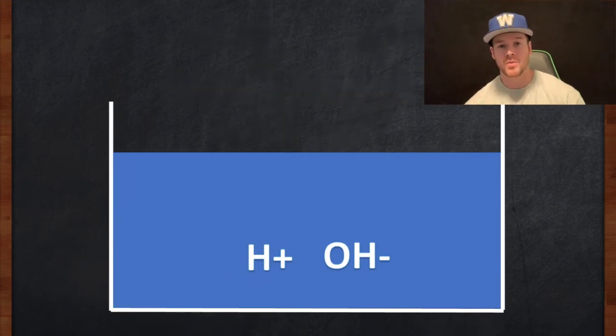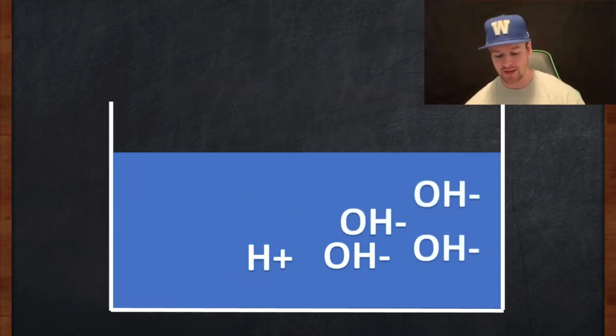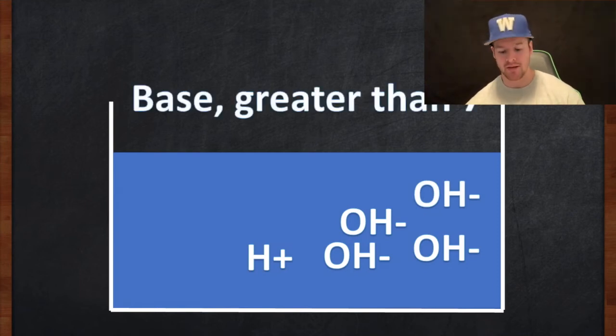And then the opposite is when we introduce more OHs. This makes the OH concentration higher than the H pluses, and this is going to be a base, which is going to be greater than 7. How that affects the H pluses, it actually takes some away and turns them into water, but again, you don't have to worry about that until later on in chemistry.